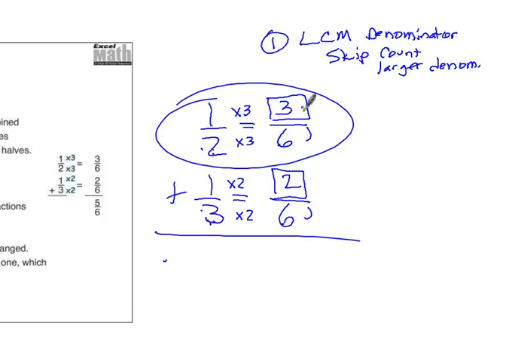Now I have 3/6 plus 2/6, which I easily can add together because I have a common denominator. 3 plus 2 is equal to 5. I keep the 6 there, and the answer is 5/6.